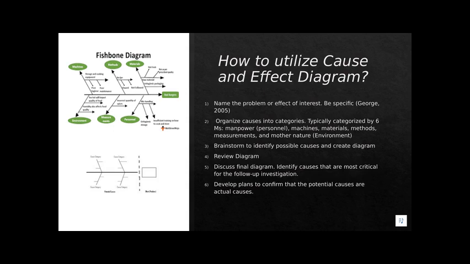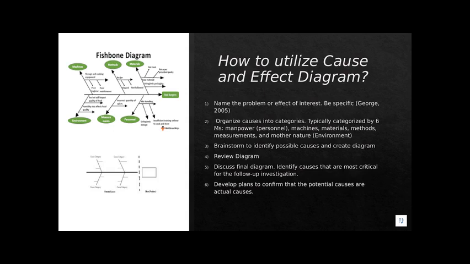The third step is you would brainstorm, typically with team members, to identify possible causes and to create the diagram itself. I'll talk about this a little bit more, but brainstorming is best used when there are a number of people in the group to help, right? And that will turn into advantages of using this technique, as there are more people on your team.